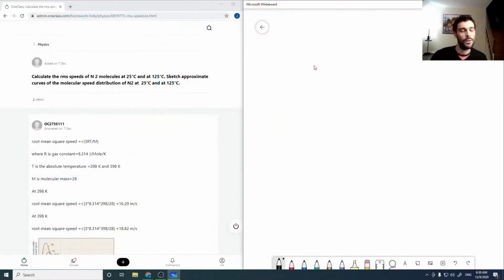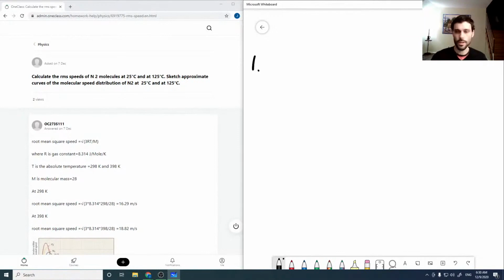I have a PhD in physical chemistry and today I'm going to run through a few undergraduate level, high school level physics questions. So here's the first one. It's just to calculate the RMS speeds of nitrogen molecules at 25 degrees Celsius and 125.